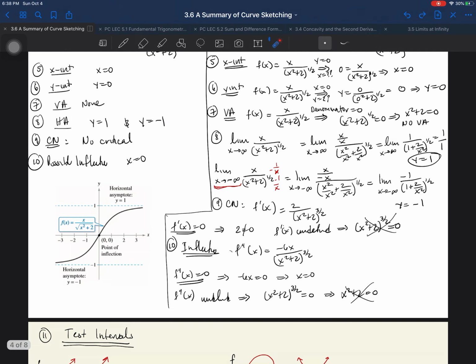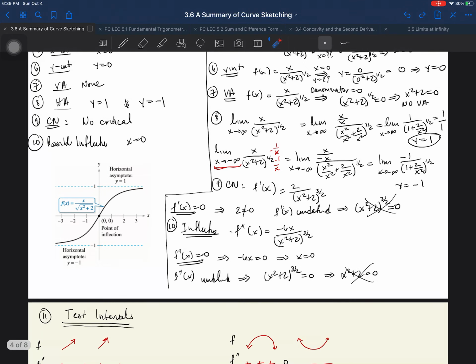What about critical numbers? We'll do the same thing. Take the derivative. Set it equal to 0. That's not possible because 2 is never equal to 0, so there's no critical numbers for this part. What about when the denominator is 0? That will not happen because this can never equal 0, so there's no critical numbers.